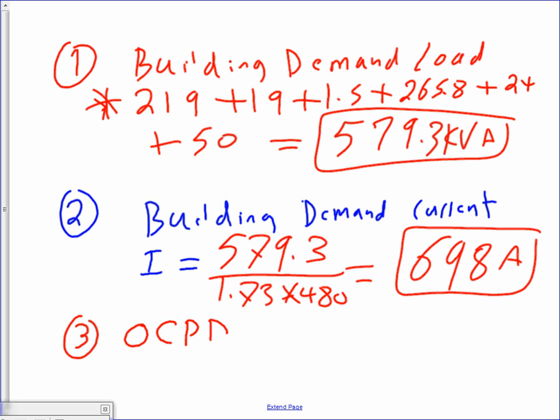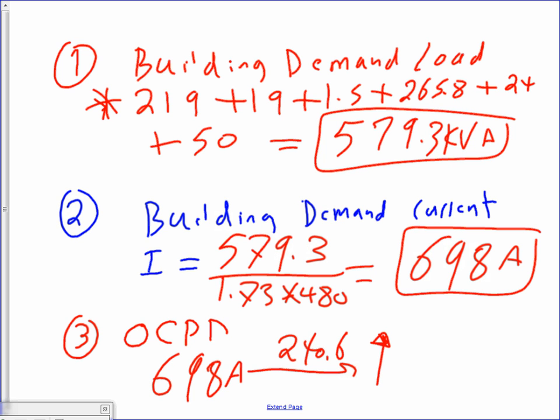698 amps. Then you take the 698 amps to 240.6, and you go up to the next standard overcurrent device to find it. That will give you a healthy 700 amp 3-pole circuit breaker. You guys see that? So my panel, the overcurrent device and the panel will be sized to 700 amp. That's my overcurrent device.